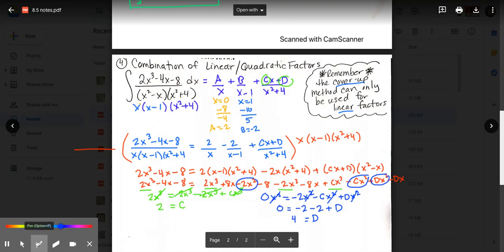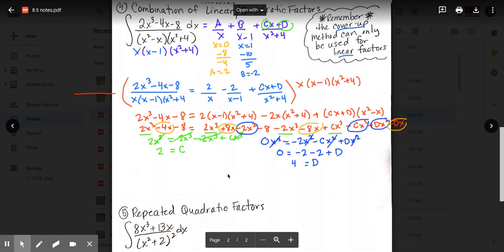All right, you didn't have to use the x squareds. You could have used the x's and said negative 4x equals 8x minus 8x minus dx, and solve for d and gotten 4 that way too. It's totally your choice. Okay, but the left side of the equation terms need to equal the right side of the equation, the like terms. All right, so now that we have A, B, C, and D, now we go back and we actually integrate this.